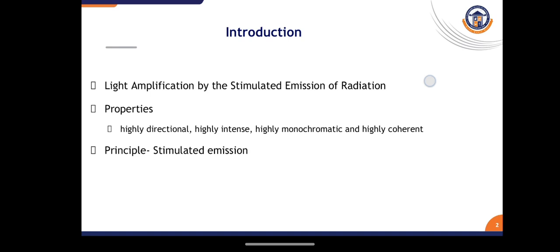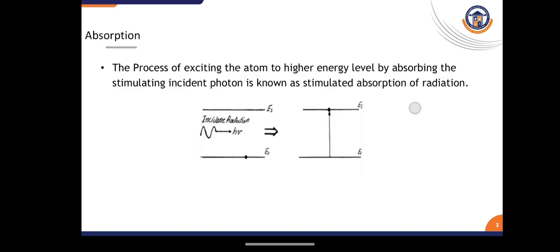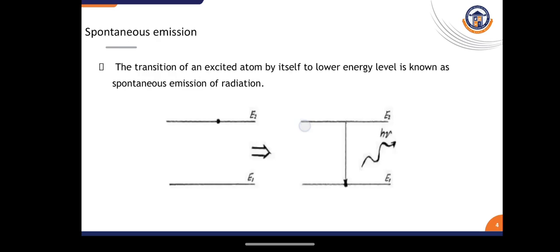First, what is absorption? Here in the diagram, two energy levels are drawn. One is E1, the lower energy level, and E2, the higher energy level. Incident radiation is a photon of energy h mu. Due to this incident photon energy, if the atom is in the lower energy level, it is excited to the higher energy level by absorbing the incident photon, and that is stimulated absorption of radiation. Next, spontaneous emission.